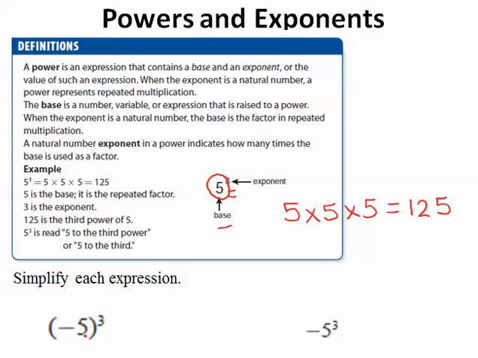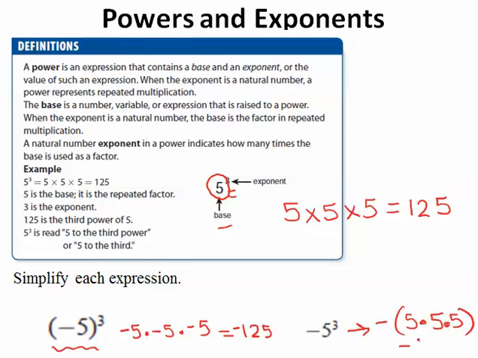Now, I want you to look at these down here at the bottom and say, oh, but what's different about these? Well, what's different is one is in parentheses, one is not. What this says is -5 times -5 times -5, which is -125. What this says is negative 5 times 5 times 5, which is still -125. And you're like, okay, so what's the difference? Well, I'm going to show you the difference.